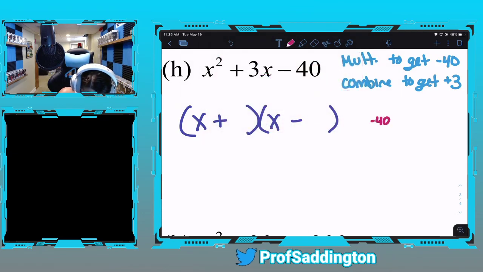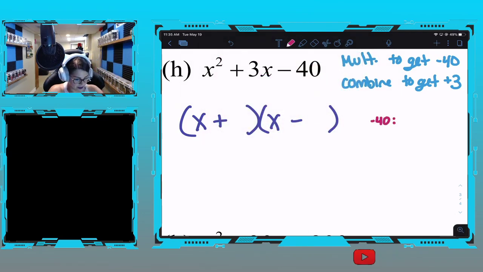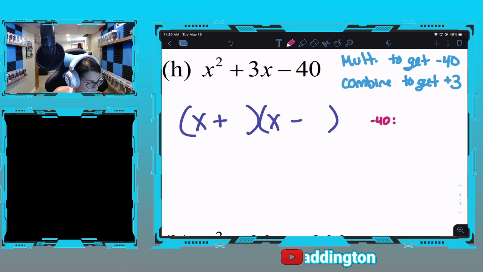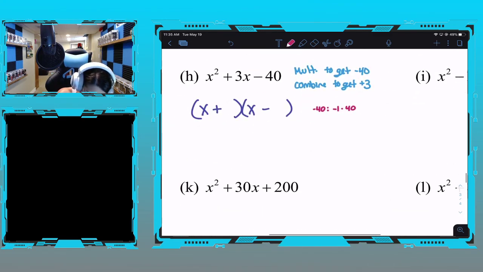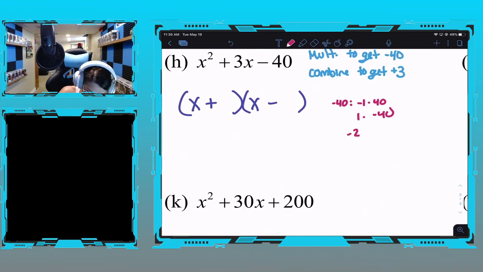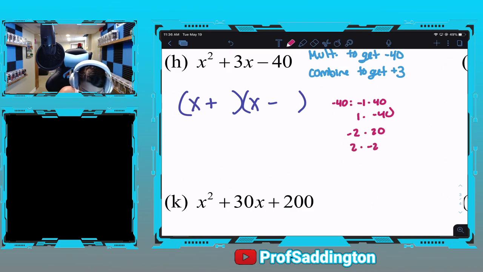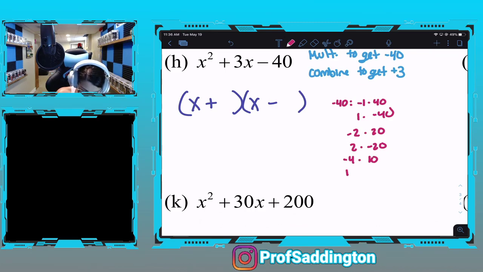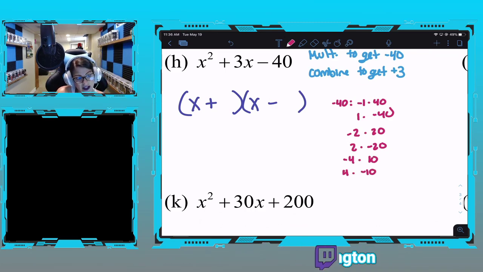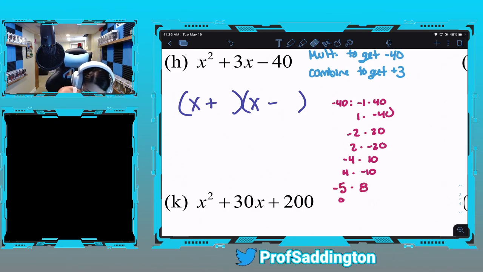So multiply to get negative 40. Got lots of factor pairs here. We could do negative 1 times 40, or 1 times negative 40. We could do negative 2 times 20, or 2 times negative 20. Let's see, we could do negative 4 times 10, or positive 4 times negative 10. We could do negative 5 times 8, or 5 times negative 8.